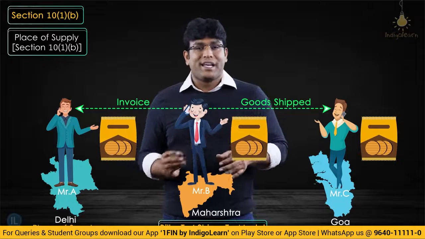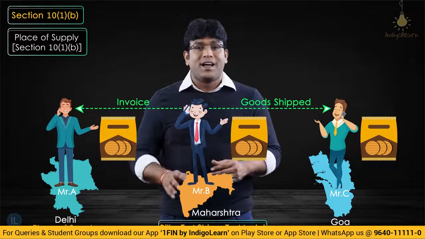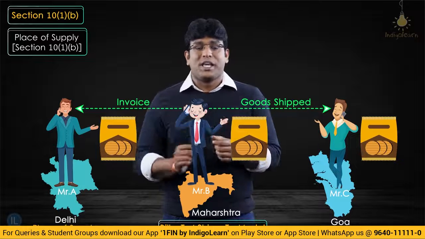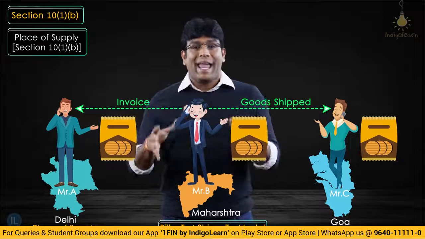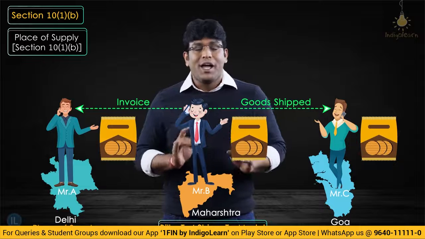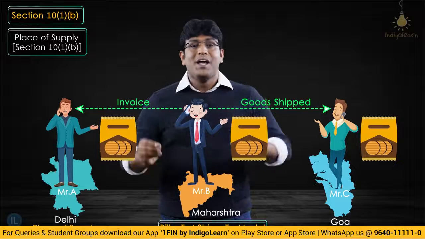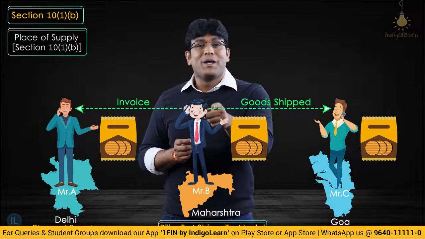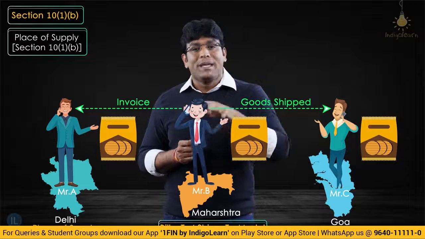When I say third person, that means the person who has given the instructions. In our example, B has supplied goods to C on the instructions of Mr. A. And A is in Delhi, B is in Maharashtra, C is in Goa. Even though goods are going to Goa, still the place of supply will become Delhi. This is because of section 10(1)(b).